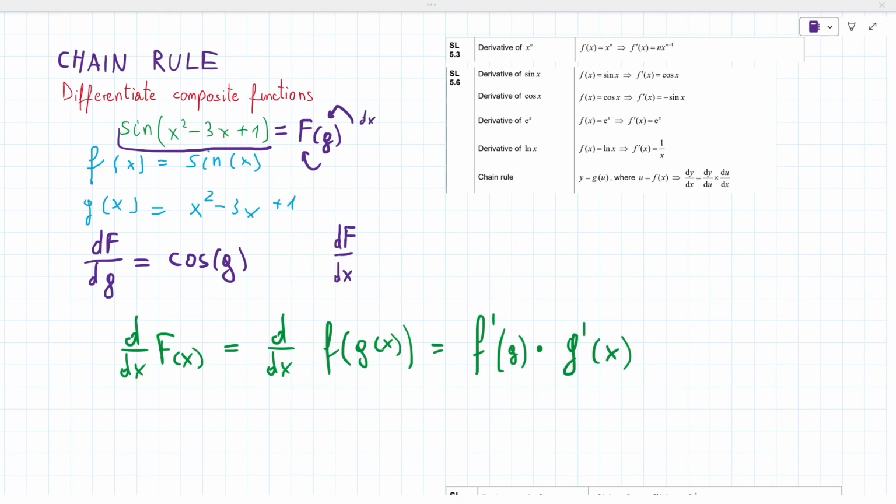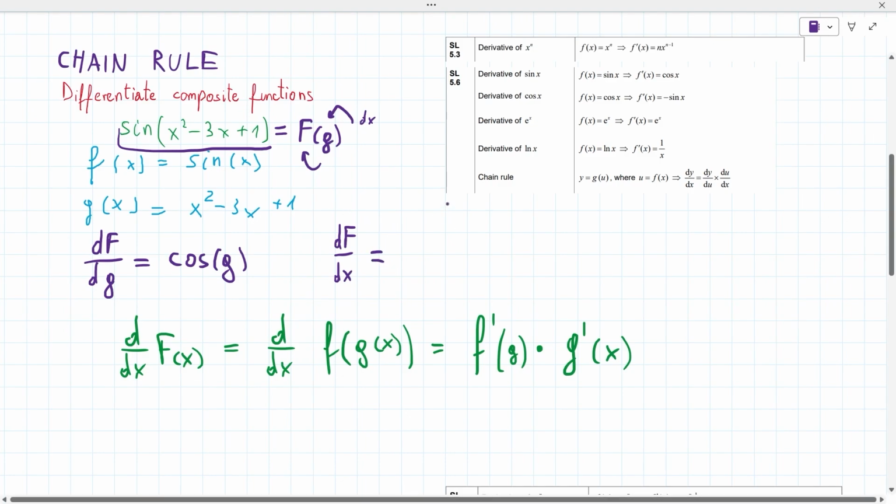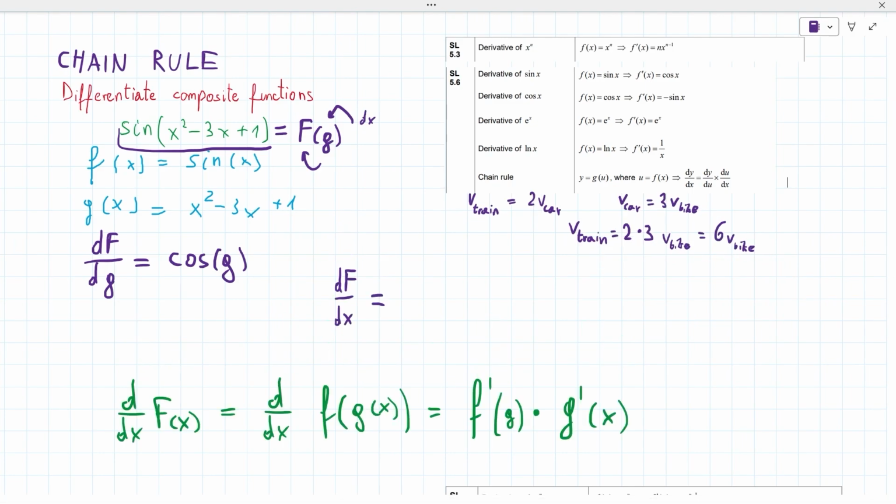And there's quite an easy way to understand what we would need to do in this case. Think about if a train goes 2 times as fast as a car, and the car goes 3 times as fast as a bicycle, how much faster does the train go than the bike? Well, it's pretty obvious, right? But how would we calculate this? We would do 2 times 3, and we would get 6. And essentially speaking, this is what the chain rule is about.